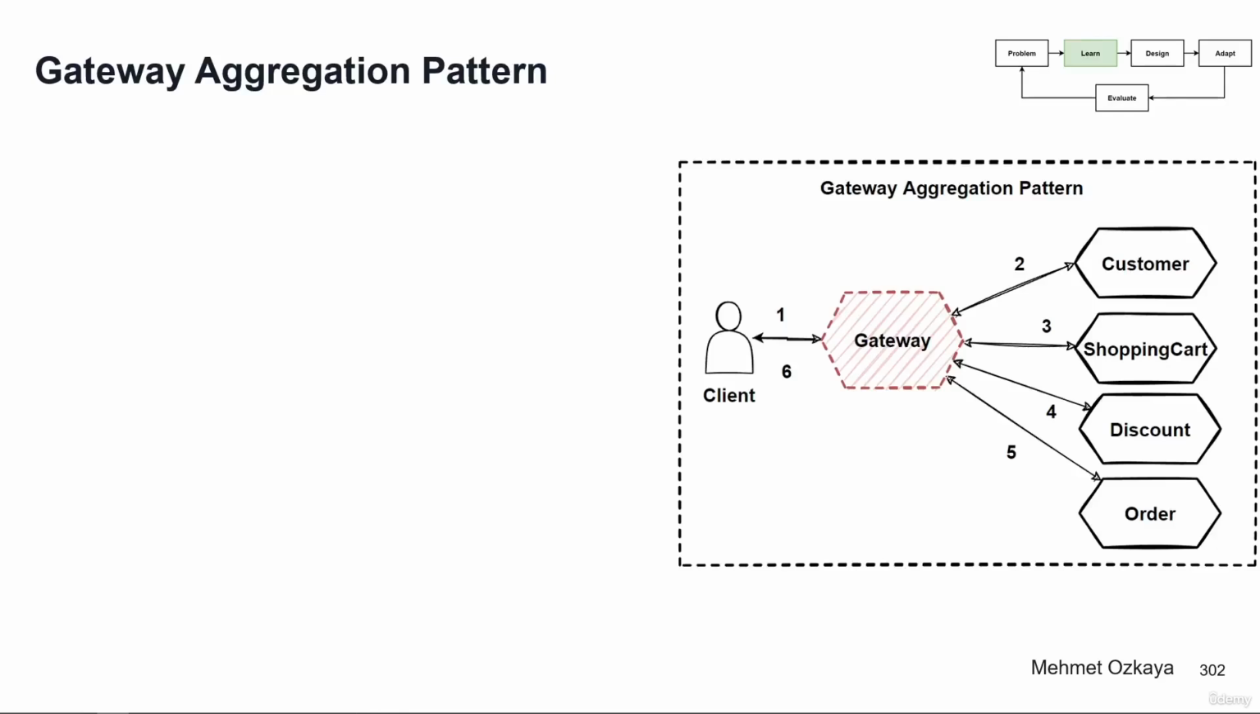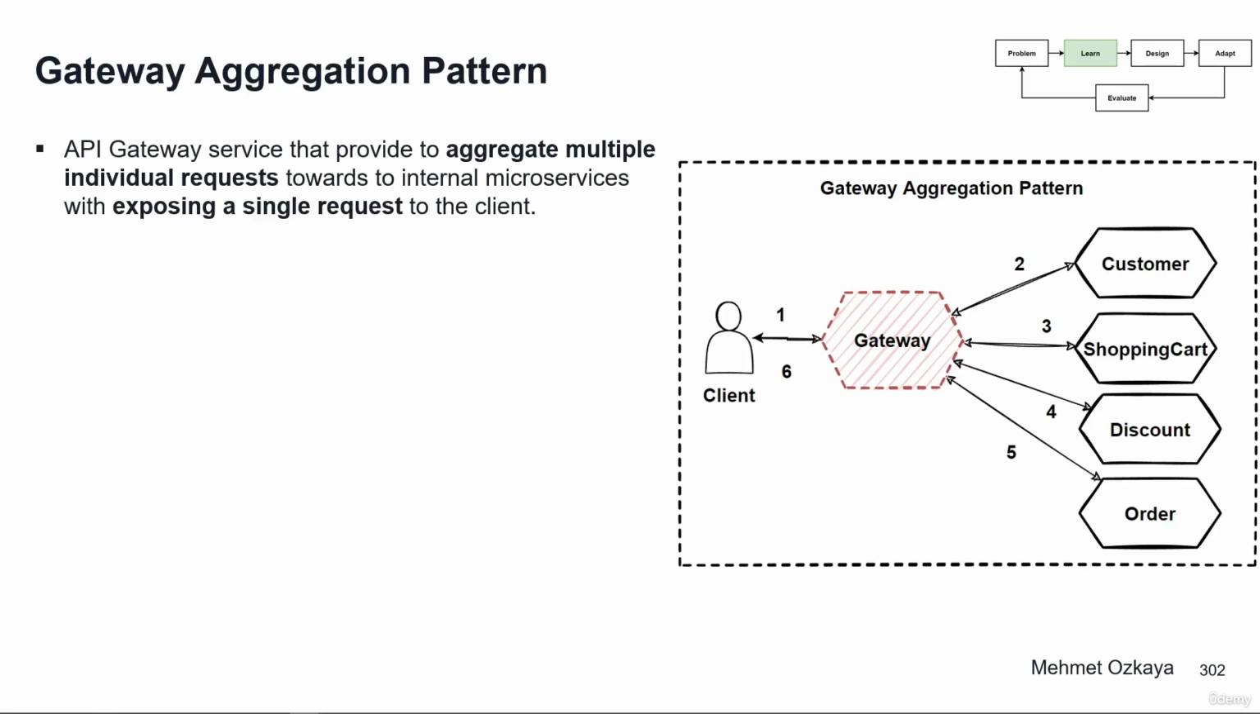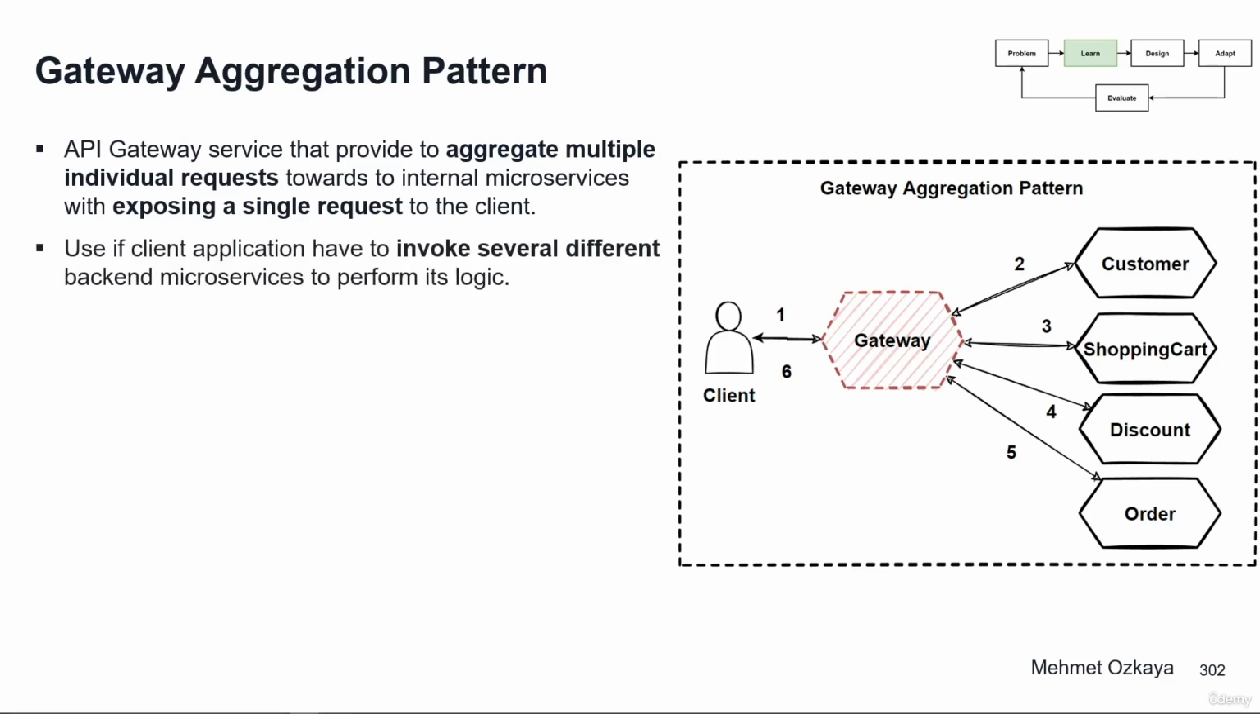In this video, we are going to learn the gateway aggregation pattern. This is similar to gateway routing, but it additionally offers aggregation of services. Basically, the gateway aggregation pattern uses an API gateway service to aggregate multiple individual requests towards internal microservices, exposing a single request to the client application. This pattern should be used if the client application has to invoke several different backend microservices to perform its logic.